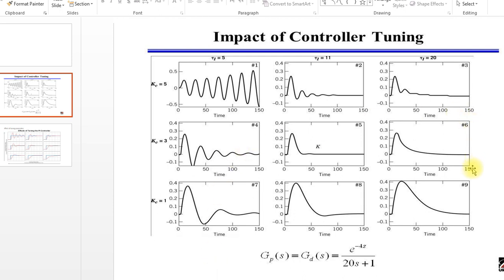This is the picture from your control book. So you can see this is the study with respect to the Kc. Kc is increasing in this way from 1 to 3, 5, and tau I is increasing this way. This is for disturbance. So 0 is the set point, and as you increase the Kc, oscillation increases. As you increase the tau I, oscillation decreases. Okay, and this is with respect to the disturbance.